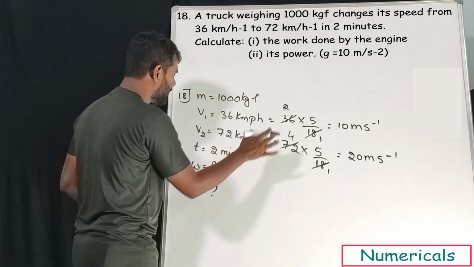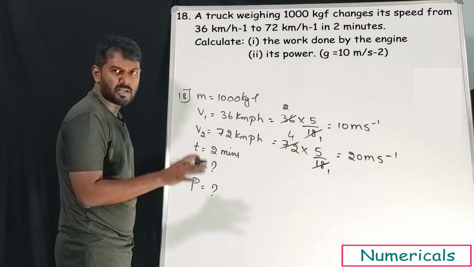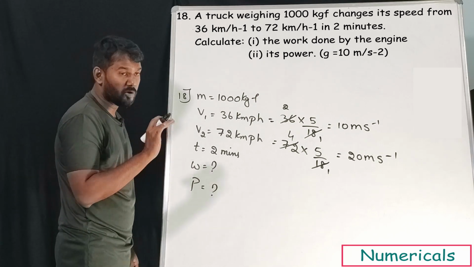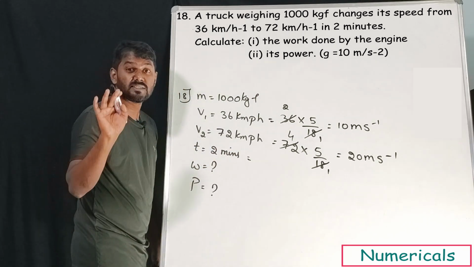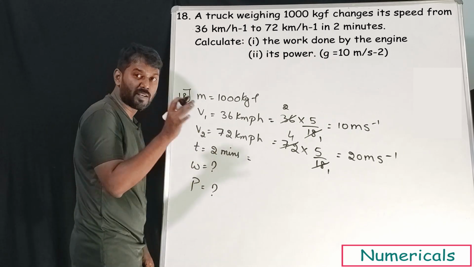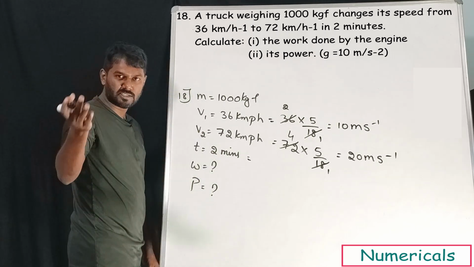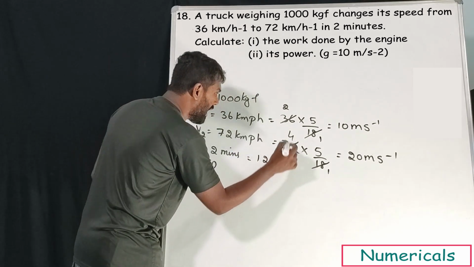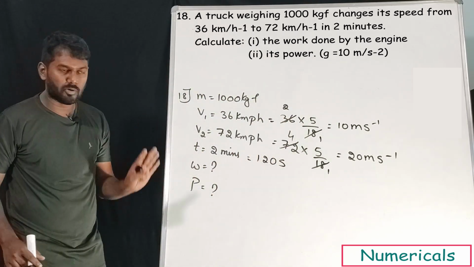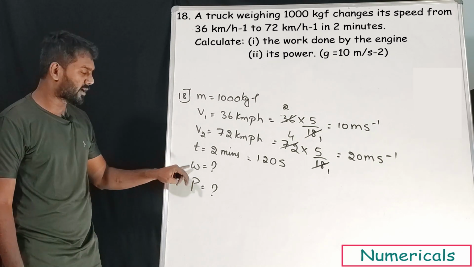Now we got all the units in their proper SI units, right? No, we have to convert time also. What is the SI unit of time? That is seconds, correct? Minutes should be in seconds. For 1 minute it is 60 seconds, for 2 minutes it is 120 seconds. Now all the values are in their SI units. Now we have to worry about work done and power.